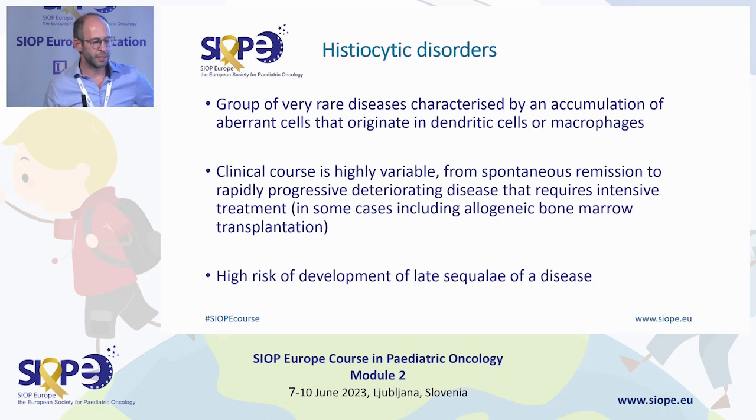Okay, what are the histiocytic disorders? It's a group of very rare diseases characterized by accumulation of aberrant cells that originate in dendritic cells or macrophages, and the clinical course of the disease is also very variable. They can sometimes go to spontaneous remission with sometimes even no treatment, and sometimes they can progress to very intensive disease that needs very intensive care, including the allogeneic bone marrow transplantation. And always there is some risk of late sequelae of the disease.